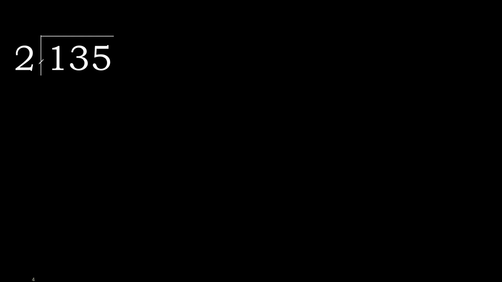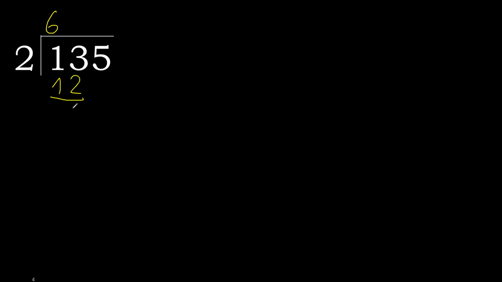135 divided by 2. 1 is less, therefore take the next digit. 13 is not less, therefore we work with 13. 2 multiplied by which number is nearest to 13, but not greater? 2 multiplied by 7 is 14. 14 is greater. Multiply by 6 is 12, which is not greater.